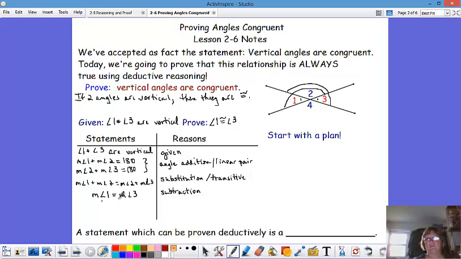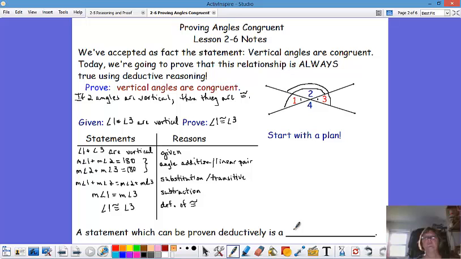Well, once we're here, we really can say that, because we're going to use a definition here. The definition of congruent angles, or just definition of congruence, says that when you have equal measure, you have congruence. So angle 1 must be congruent to angle 3. And folks, we have just proved our first theorem in geometry.